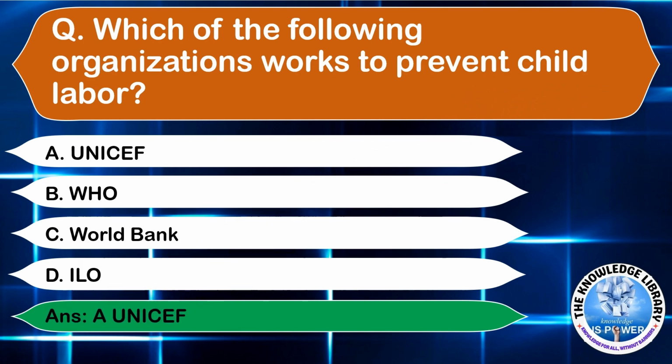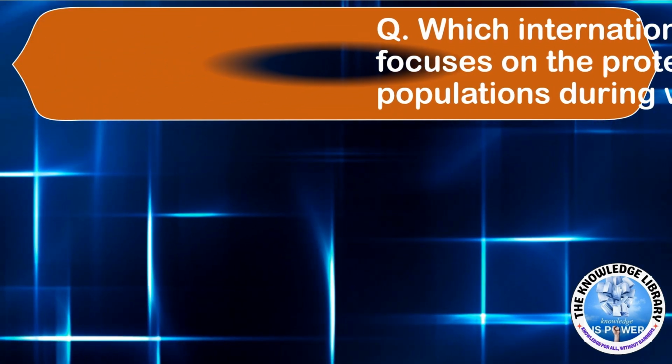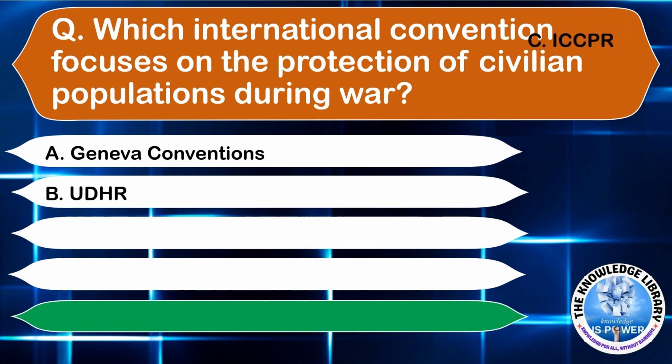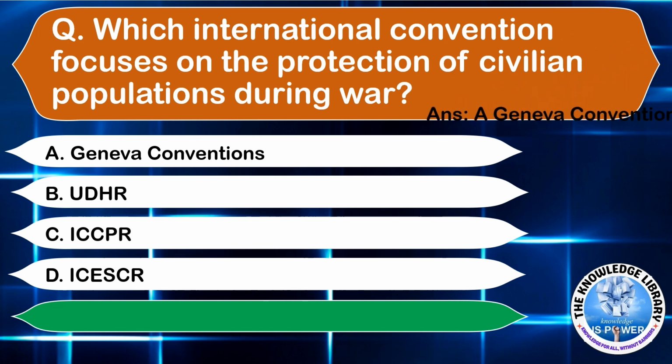Next question is, which international convention focuses on the protection of civilian populations during war? Option A, Geneva Conventions. Option B, UDHR. Option C, ICCPR. Option D, ICESCR. Correct answer is option A, Geneva Conventions.